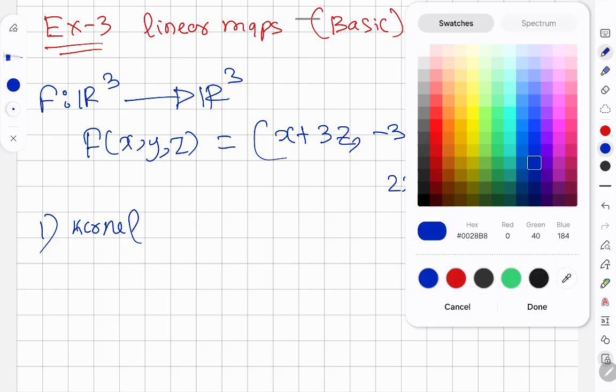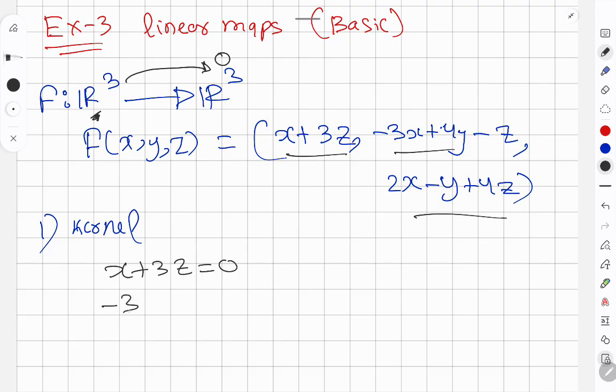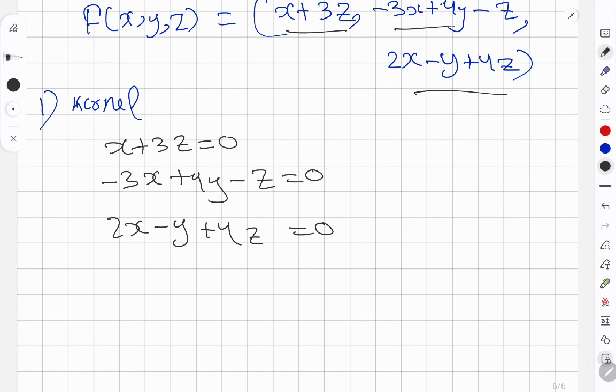Do you have any idea what the kernel is? Kernel is the set that maps to 0. If something over here goes to 0, that means all these 3 will go to 0. So x plus 3z is equal to 0, minus 3x plus 4y minus z is equal to 0, 2x minus y plus 4z is equal to 0. So you can solve this system of equations to get the kernel. Again, you use the concept of linear systems.